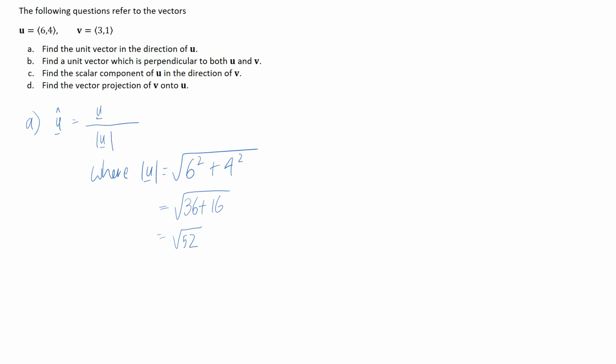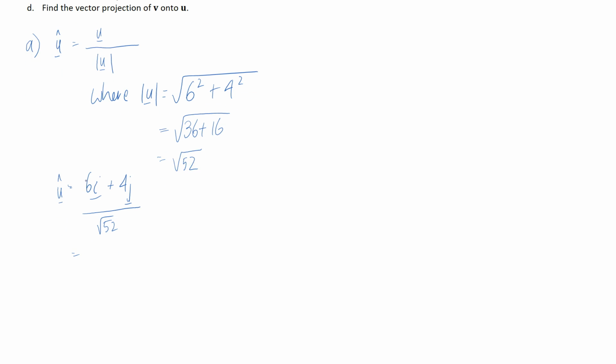Alright, so now we're going to substitute in here. So u, I'm going to sub it in the form where we define the i's and the j's, just because I prefer that. So 6i plus 4j divided by the square root of 52 that we found. So I'm going to restate this a little bit neater, where we have 6 divided by the square root of 52 as our component in the i direction, and then 4 divided by the square root of 52 as the component in the j direction. So that there is a unit vector in the direction of u, and just remembering that a unit vector means that it has a length of 1.